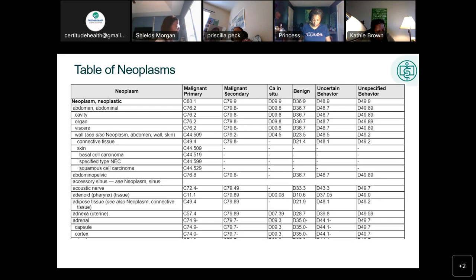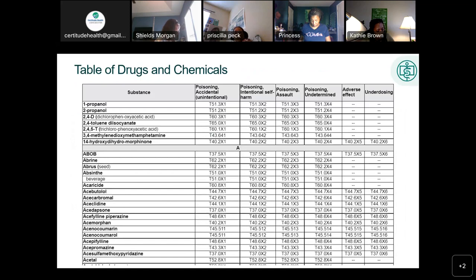Well, that was your intro to the neoplasm table. We can certainly do a number of examples to walk through that, but I do want to also get to the next table, which is the table of drugs and chemicals. The table of drugs and chemicals is the second table that's going to be found in your ICD-10-CM book, and it is used to identify substances and causes for adverse effects, like if you take a medication and you have a bad reaction to it, poisoning and underdosing.